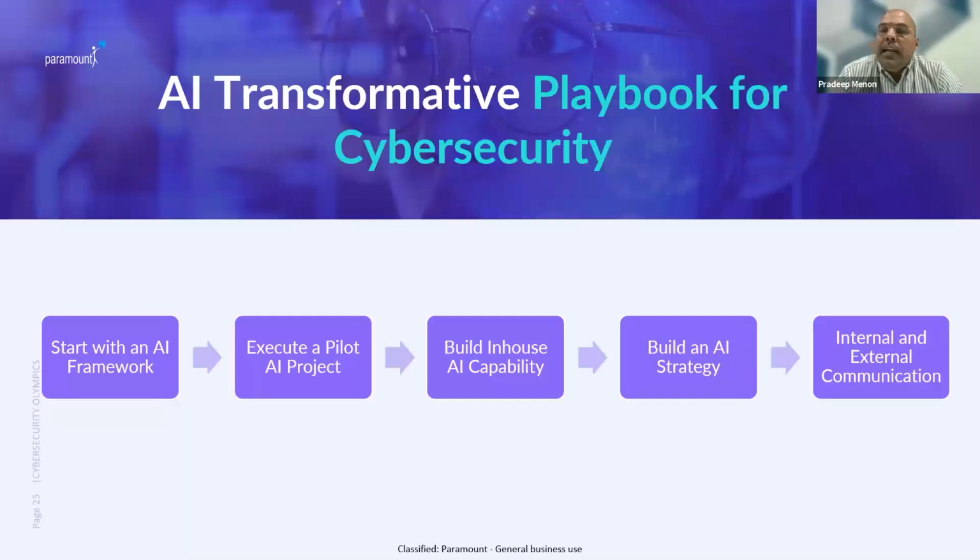Externally, because how do you attract AI and ML talent, which is very rare now and coupled with cybersecurity. So these are some talents which are not available. So you need to communicate with your internal and external stakeholders as well. And this is the playbook that you should adopt for an effective cybersecurity function to adopt AI within your cybersecurity functions.